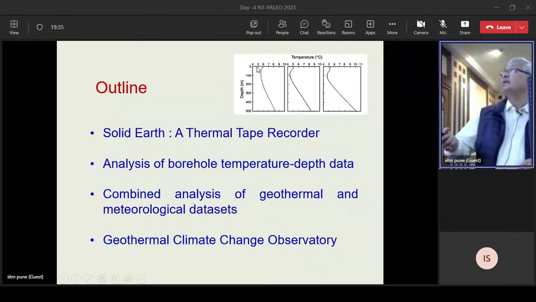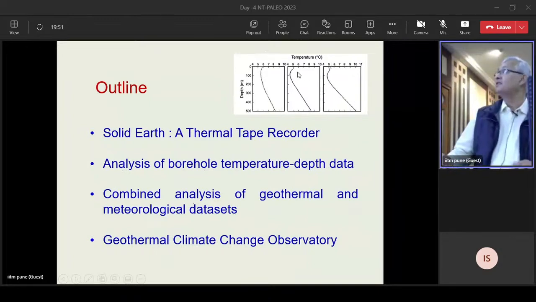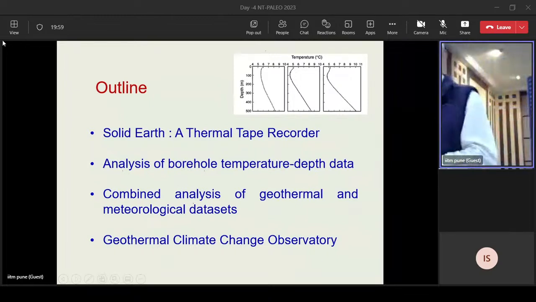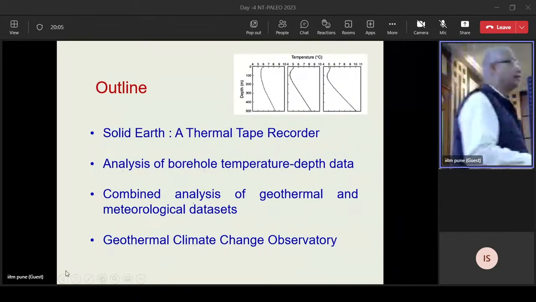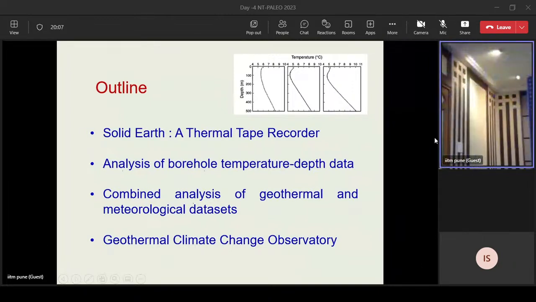But here you can see the temperature plotted on the x-axis and depth in hundreds of meters on the y-axis. And you can see that the temperature first shows a decrease, and then it starts increasing in all the profiles. Now, this is not something that you would expect, because as you go deeper and deeper, what would happen to the temperature? It would increase. And that's the geothermal gradient.